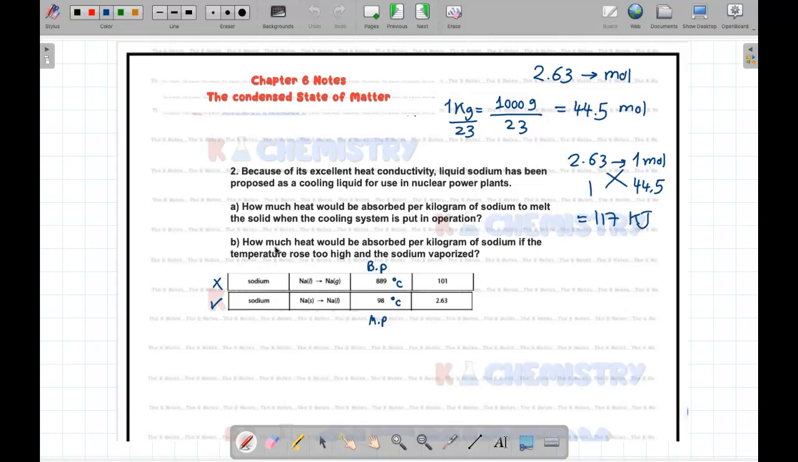Part B is saying how much heat would be absorbed per kilogram of sodium if the temperature rose too high and the sodium vaporized. Now, if it is 1 mole, it will be vaporized with 101 kilojoules. So 44.5 moles, how many kilojoules? Again, the cross multiplication, so 44.5 multiplied by 101. You'll need that amount of heat, which is 4494.5 kilojoules to vaporize it.